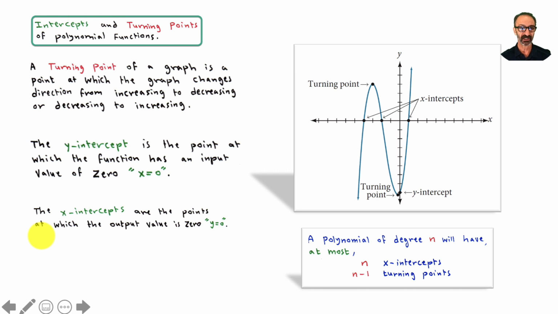There is something important, that's why I'm putting it on the side, boxed or framed, because it's more important. A polynomial of degree n will have at most n x-intercepts and n minus 1 turning points. Let's think about it. Think of this graph as if it's cubic, third degree, which is n equals 3. How many turning points do we have? I have 3 pieces of graph, like 1, 2, 3, but you end up with 2 turning points. 3 minus 1, which is 2 turning points.